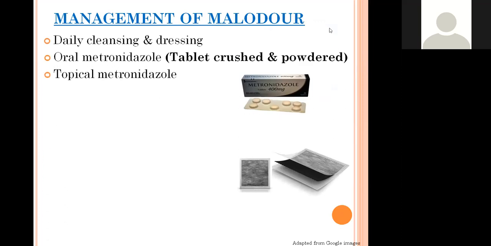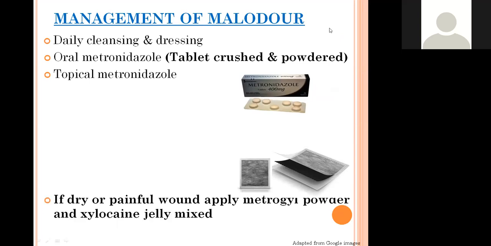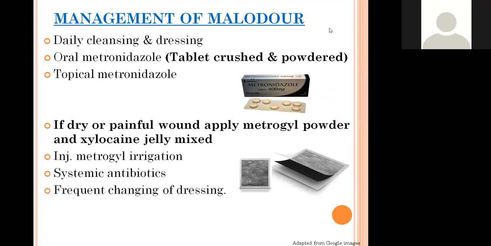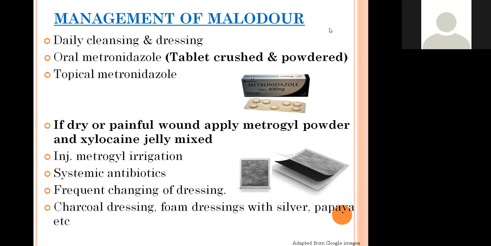Oral metronidazole, we can crush the tablet into powdered form and apply it on the wound. Topical metronidazole if available. If it is a dry or painful wound, we apply metronidazole powder and we mix it with xylocaine jelly and spread it on the wound. Then we can also irrigate it with injection metrogyl, systemic antibiotics, frequent changing of dressing, and using charcoal dressing, foam dressings with silver and papaya.